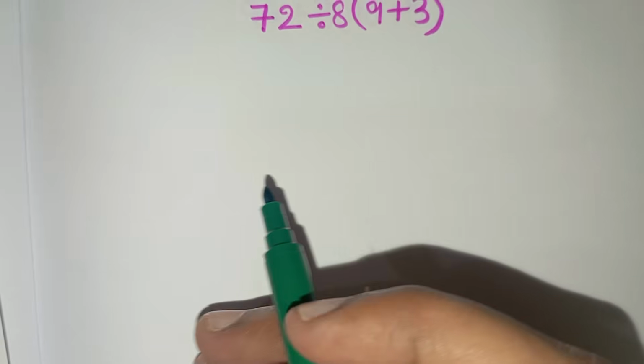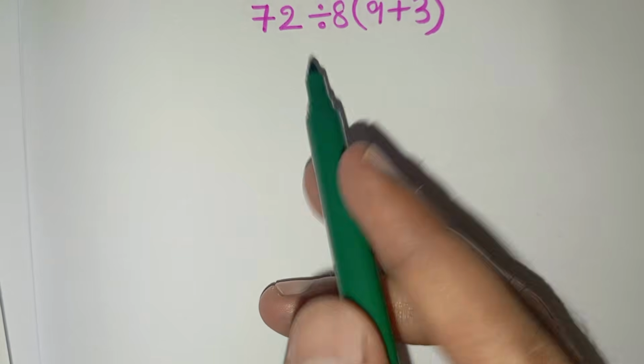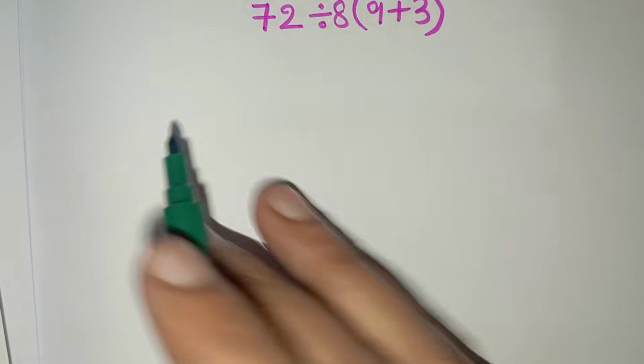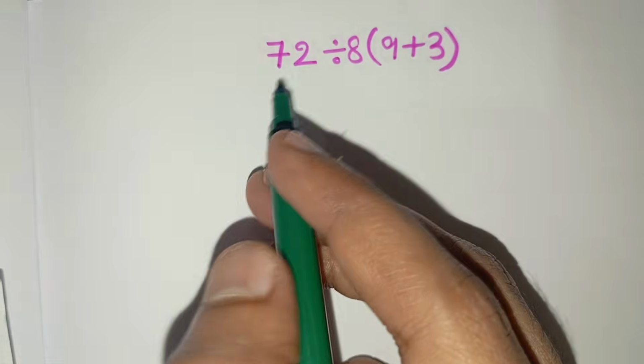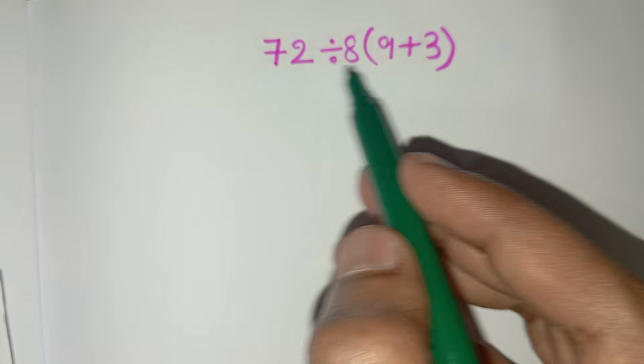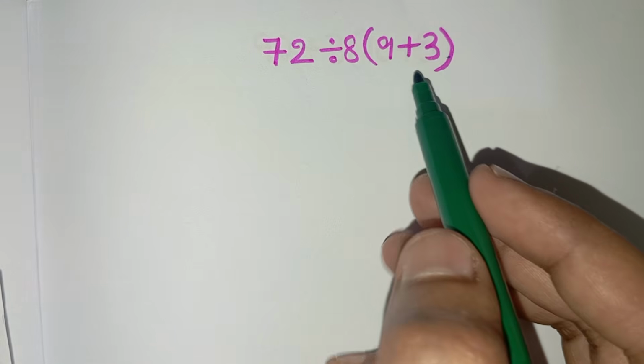Before continuing to the question, pause the video right now, calculate this expression and share your answer in the comment box. Let me know. So the question is 72 divided by 8 into 9 plus 3.